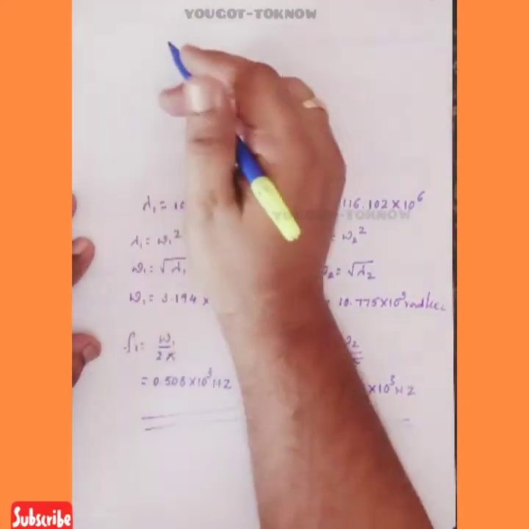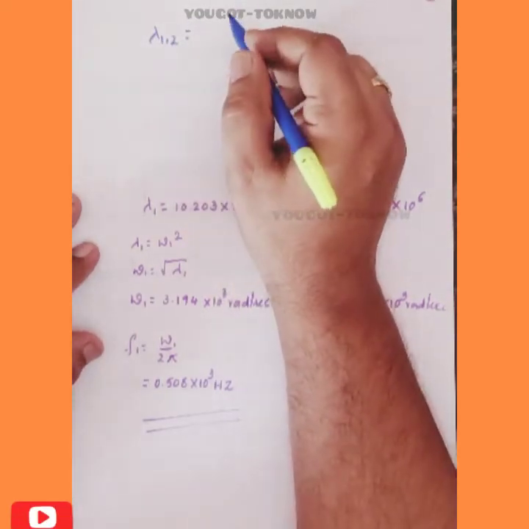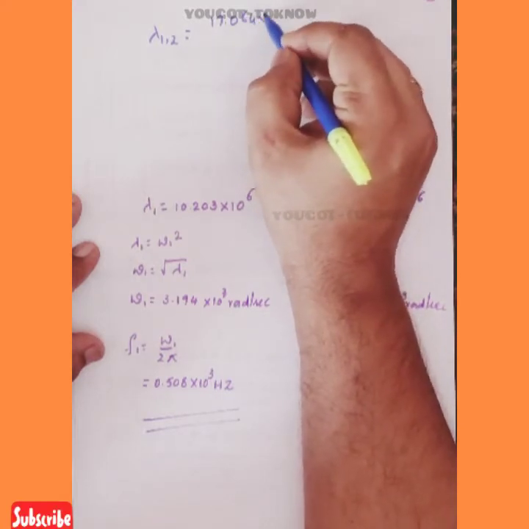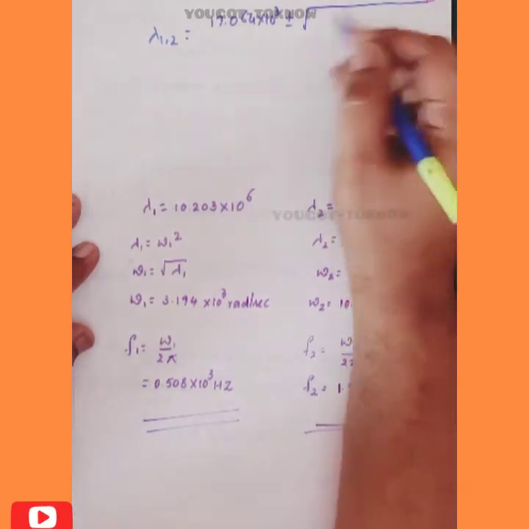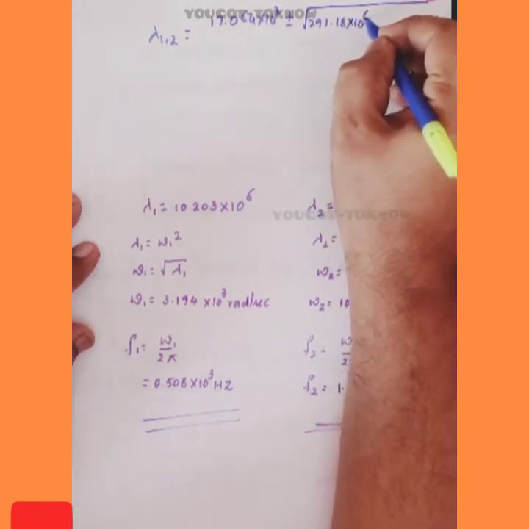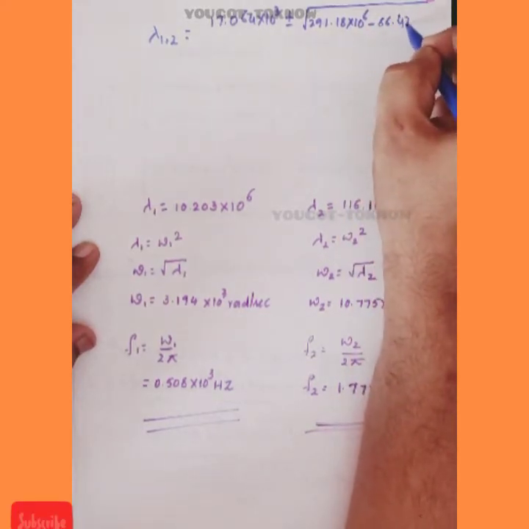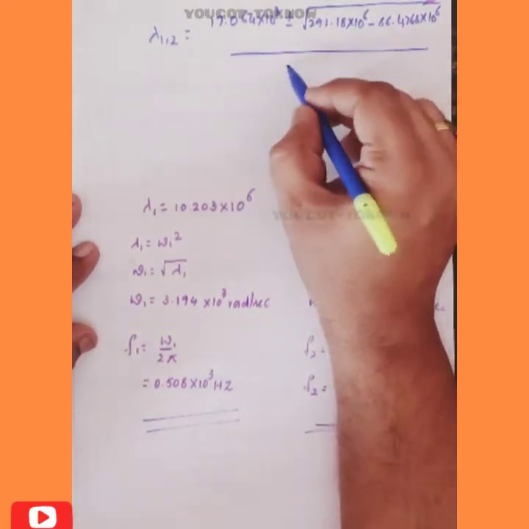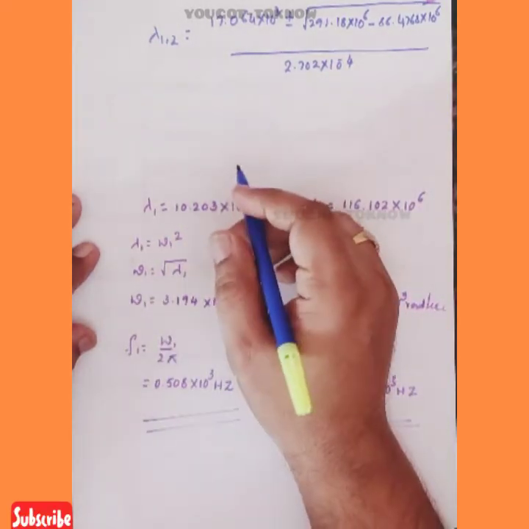Now, if you use this, what are you going to get? If you solve it, lambda 1, 2 will be equal to 17.064 into 10 power 3 plus or minus the square root of, if I calculate inside, I'm going to get two values: 291.18 into 10 power 6 minus 4ac, which is 86.4768 into 10 power 6, divided by 2a, 2.702 into 10 power minus 4. If you simplify it, you're going to get this.